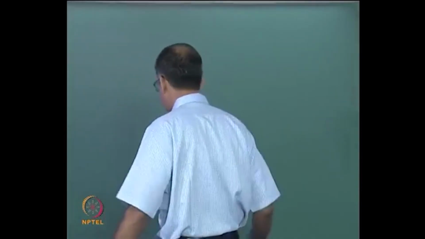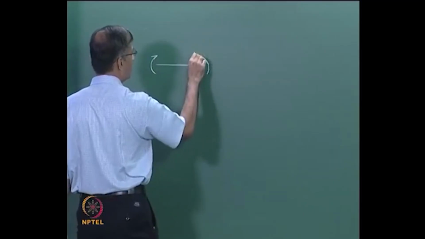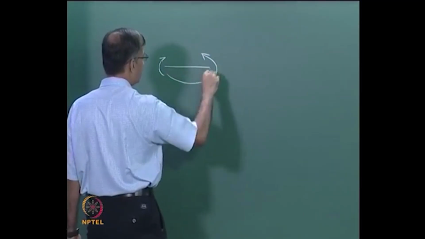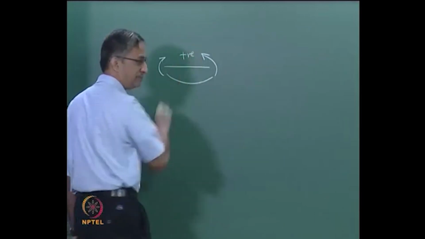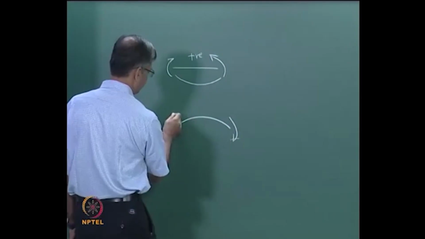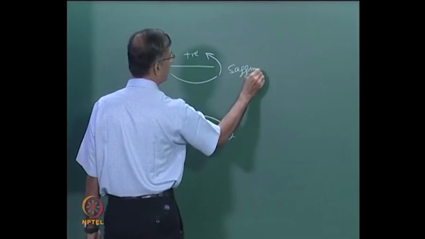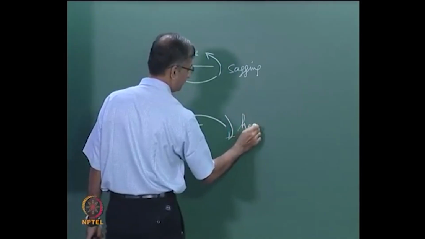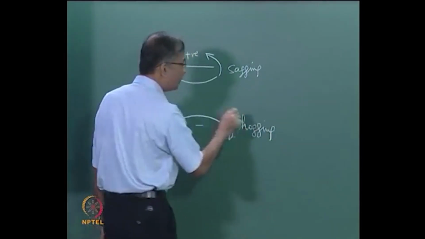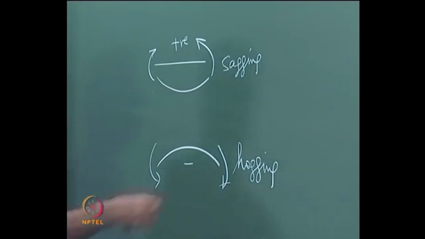Let me clarify. Our earlier sign convention was if you apply moments like this, it will bend like this. This is positive and this is negative. This is sagging, this is hogging, which we will still use when we draw bending moment diagram. So let this convention be there.